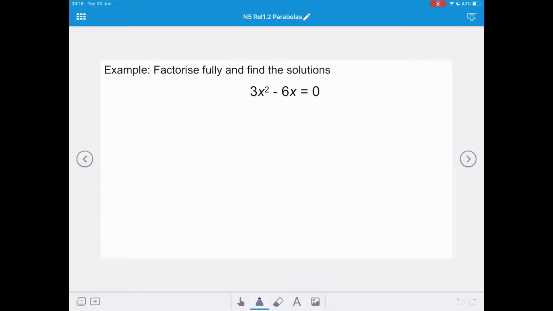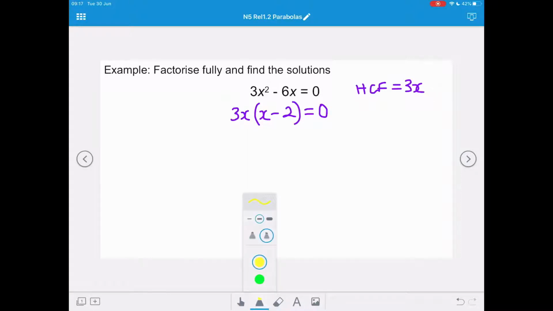Now, the first example, we want to factorise fully and find the solutions for 3x squared minus 6x equals zero. So, the first thing on our factorising checklist is a highest common factor. We can identify that there's a highest common factor of 3x squared and minus 6x of 3x. And so that's going to be outside our bracket, and inside our bracket is going to be x minus 2, and we're going to make that all equal to 0.